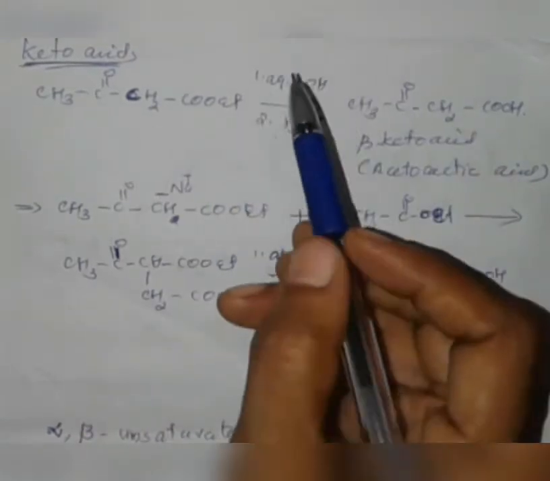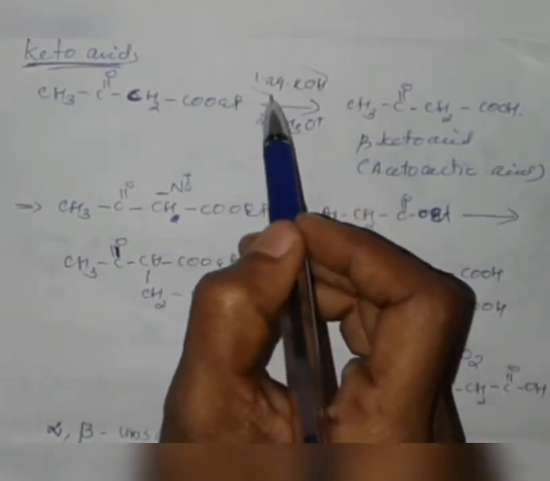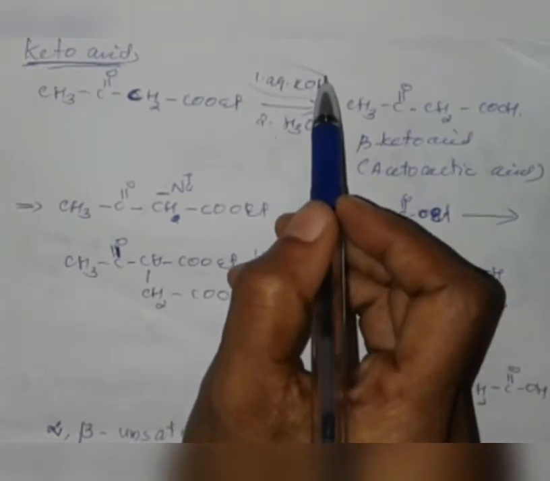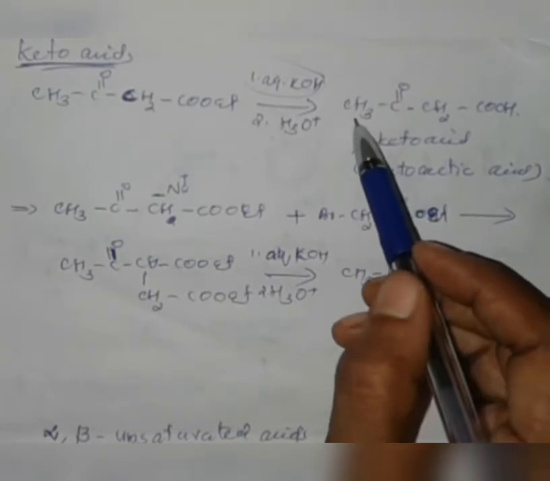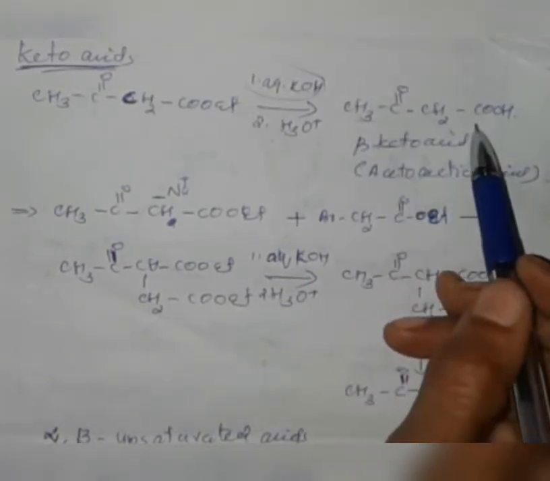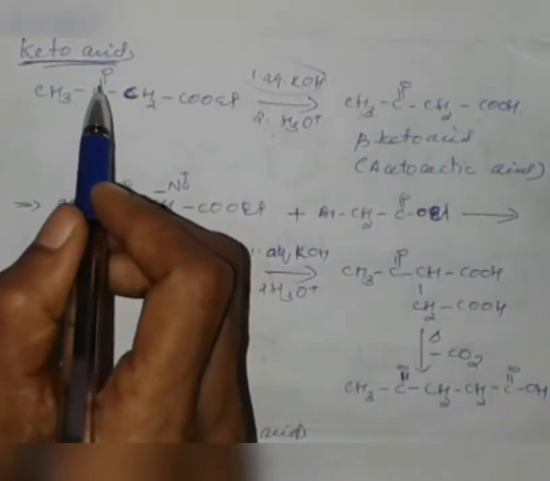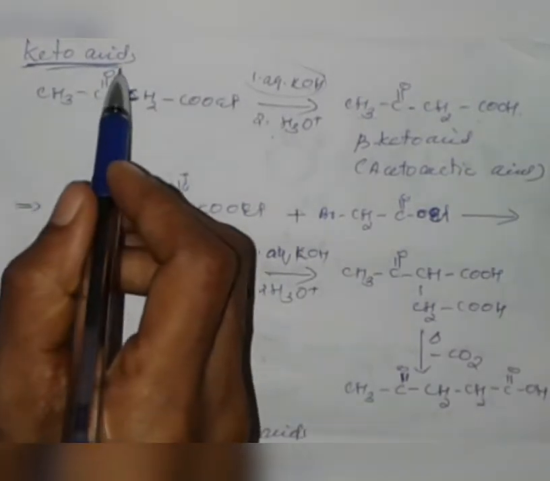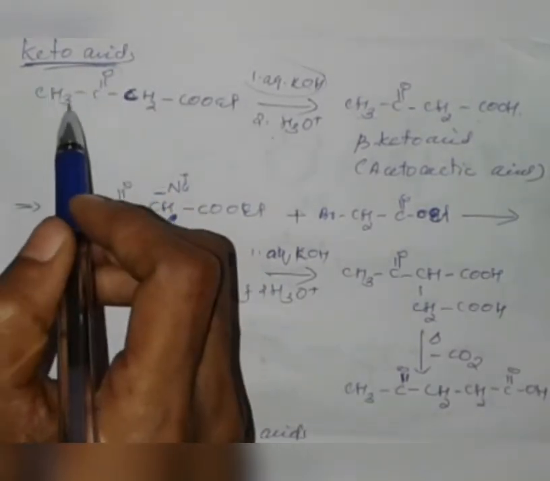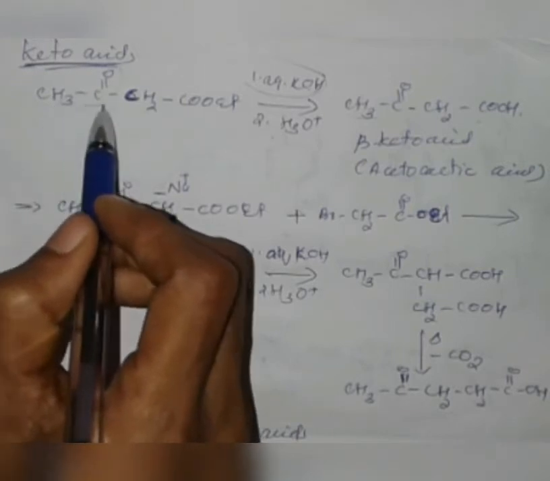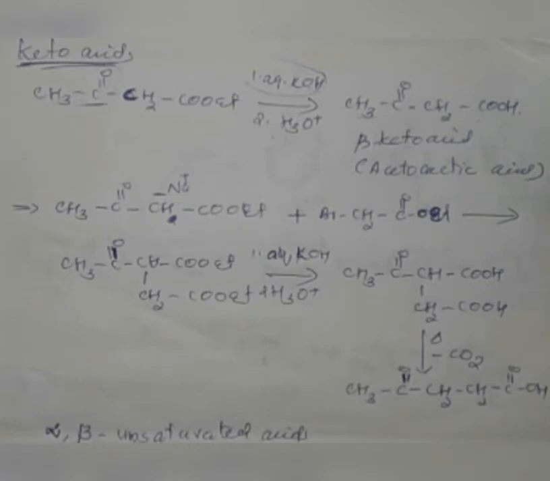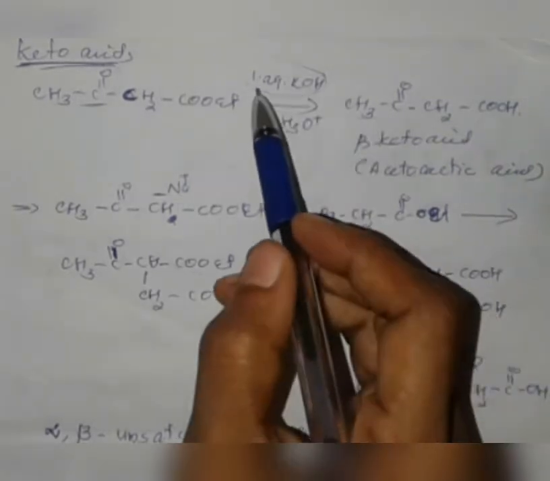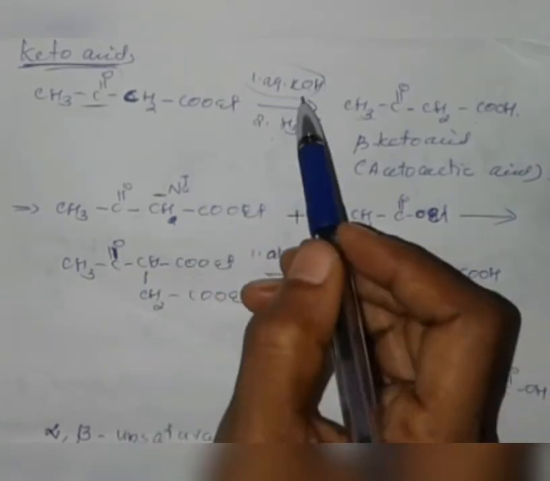Here we treat this EAA with aqueous KOH instead of alcoholic KOH, because the product we need is the keto acid. There is no need of removing this keto group, because it is a part of the product. So we never remove this keto part. For this we have to treat it with aqueous KOH.